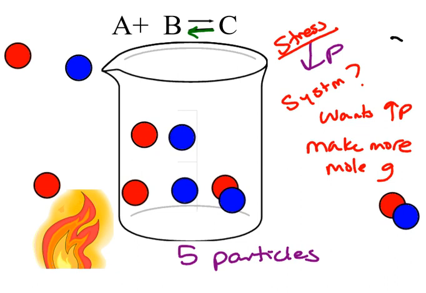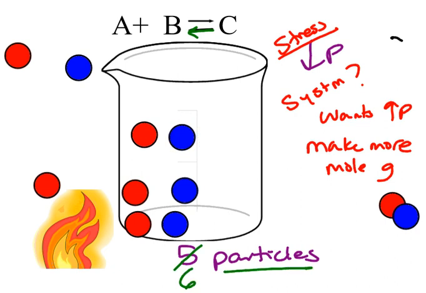Because right now I see 5 particles of gas, but if I follow the reverse reaction and break down another C, I now have 1, 2, 3, 4, 5, 6. I now have created 6 particles, and that would make more particles hitting the walls of the container and would make more pressure. So first we go, what is the stress? Then we have to think, how do I undo that stress, and which way will do that? So we're going to follow the reverse reaction. That means I get more of both A and B and less of my C. So the effect of the system reestablishing the equilibrium is what we're looking for.